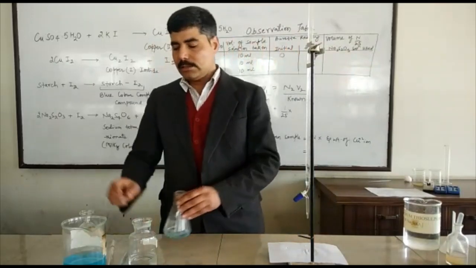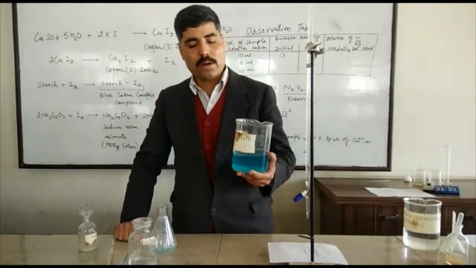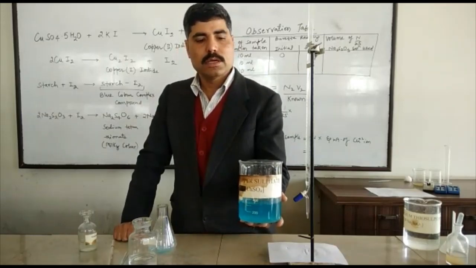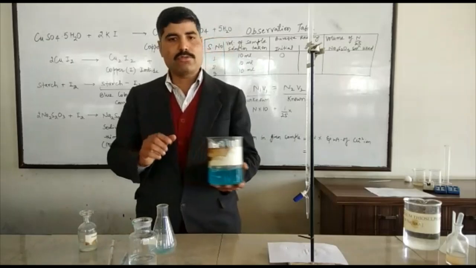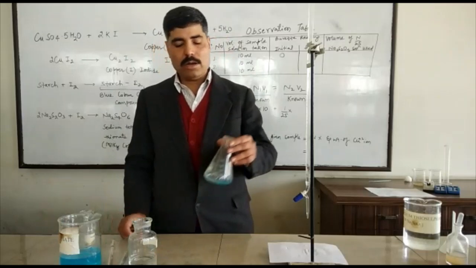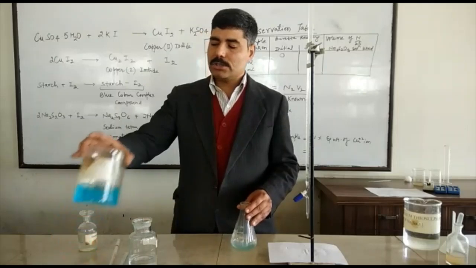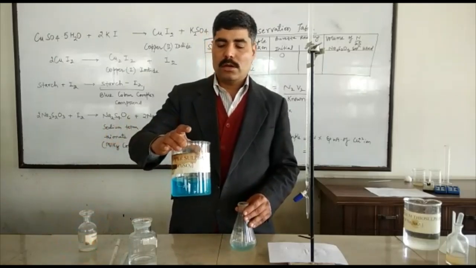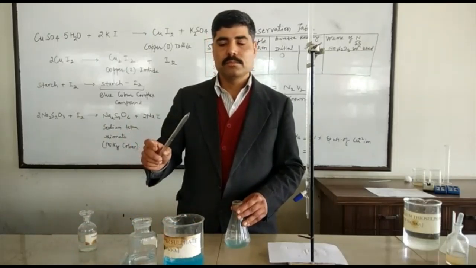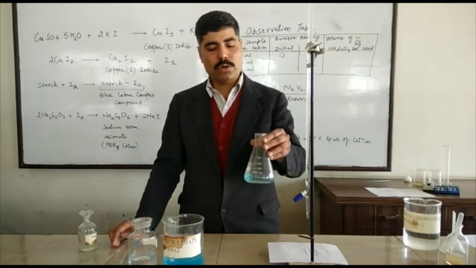Now we have to take 10 ml of unknown sample solution, that is the copper ore solution. This is the unknown sample solution, of which we take 10 ml into a conical flask with the help of a pipette. We already have our 10 ml of unknown sample solution in our conical flask.